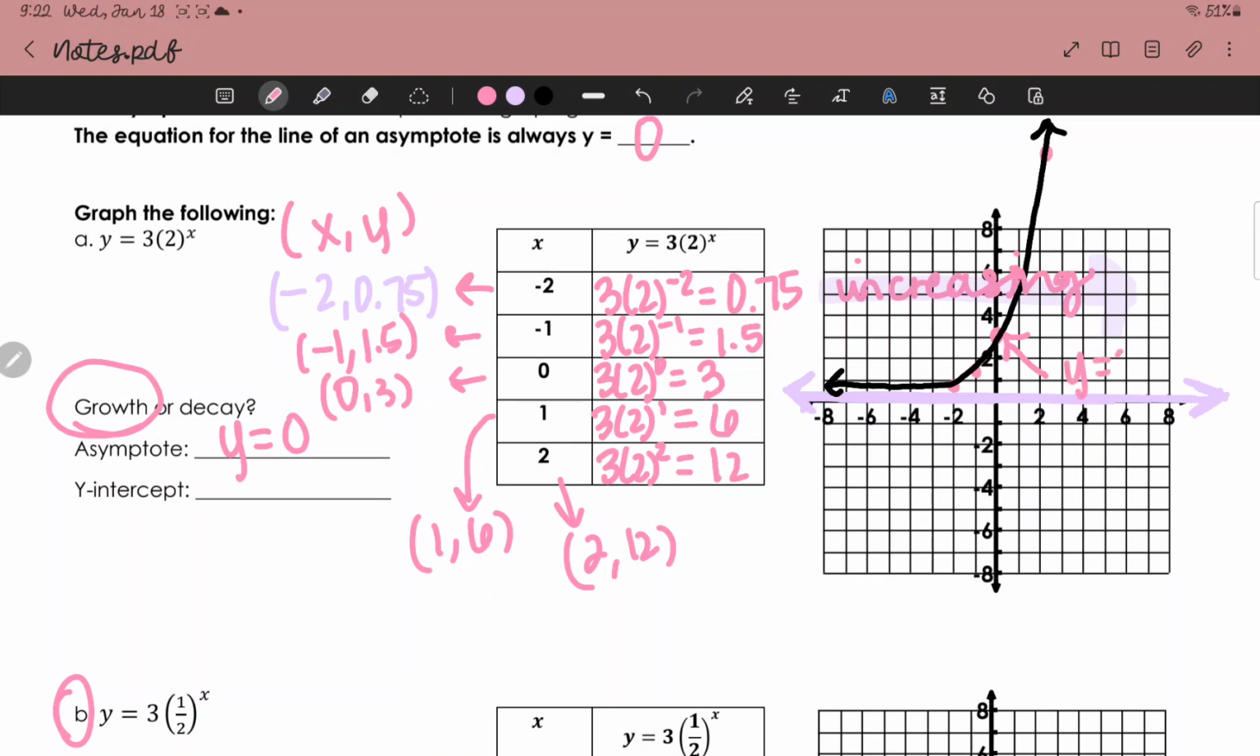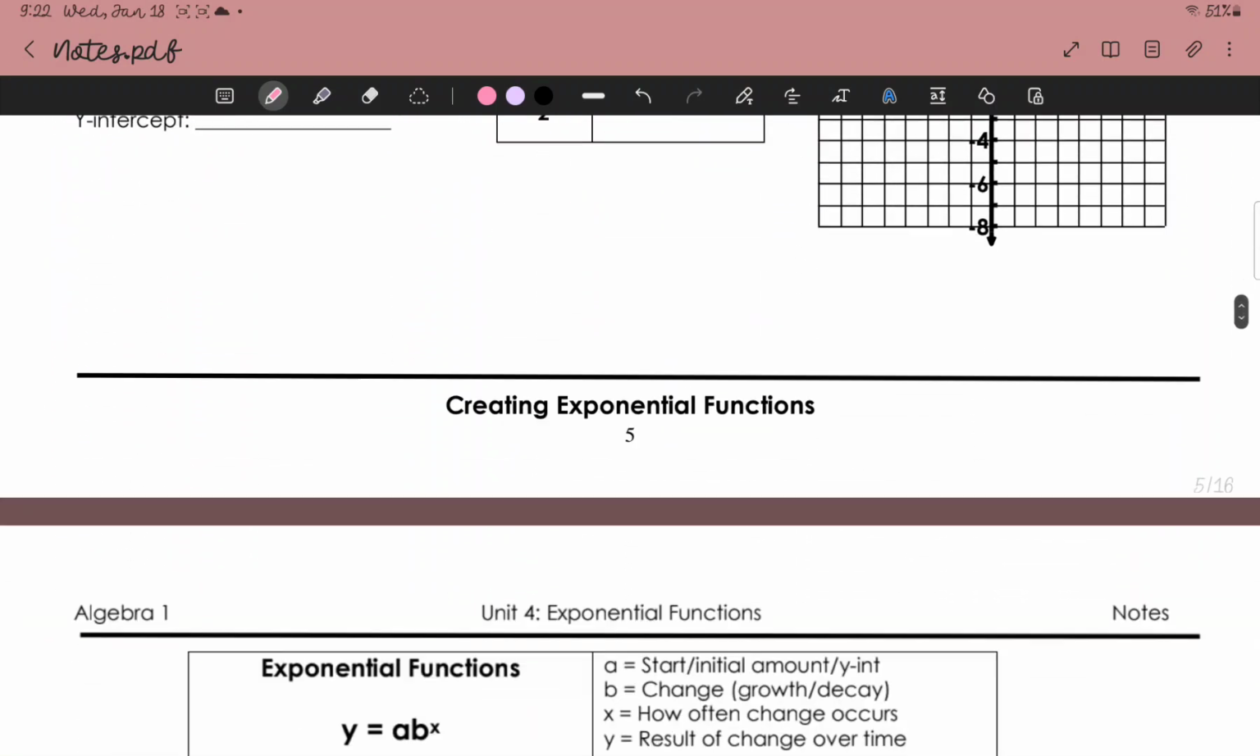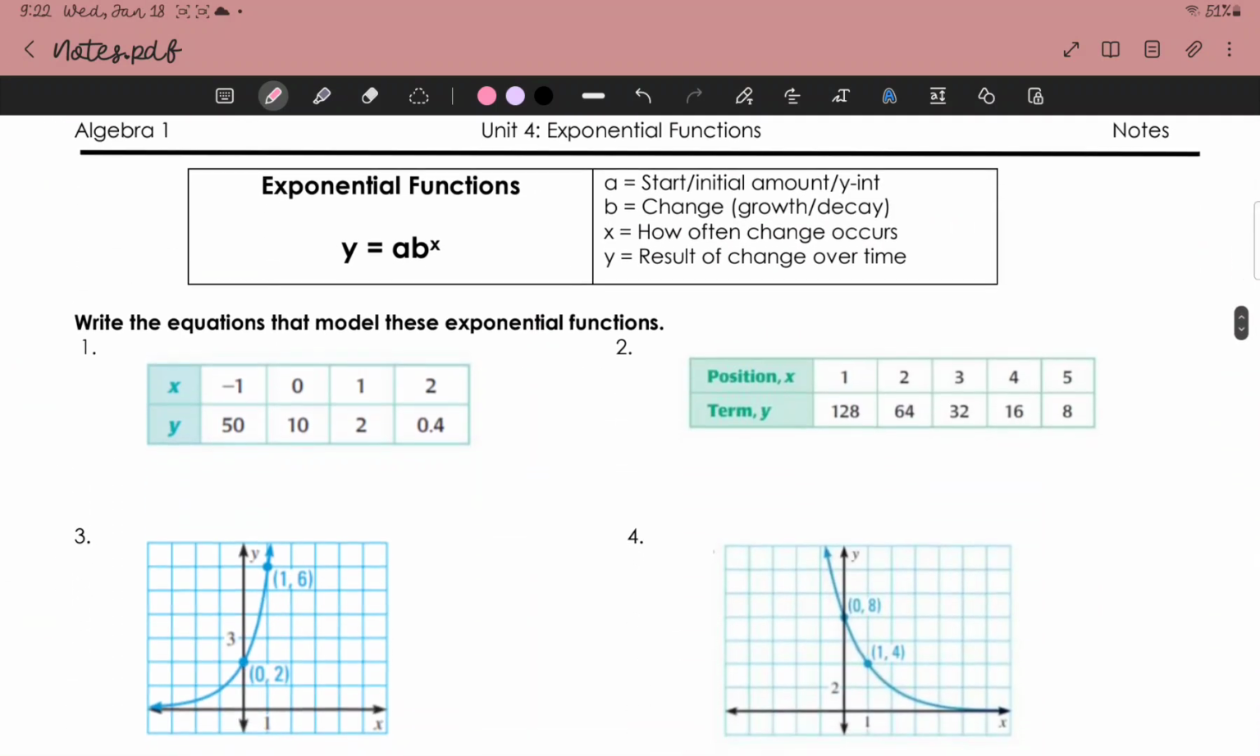Which again, you could have easily figured that out from your table here. Your y-intercept is always when x equals 0. So always remember that, because that'll save you some time. You don't always have to graph it to figure that out. It is when x equals 0. That's your y-intercept. So that was your guided practice for that one.